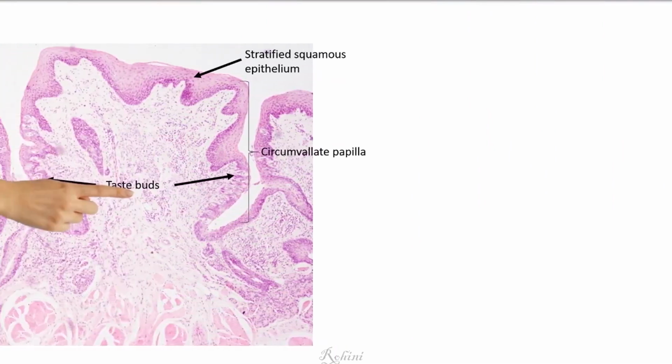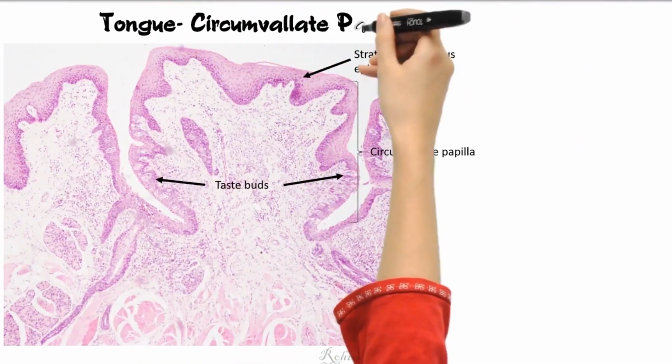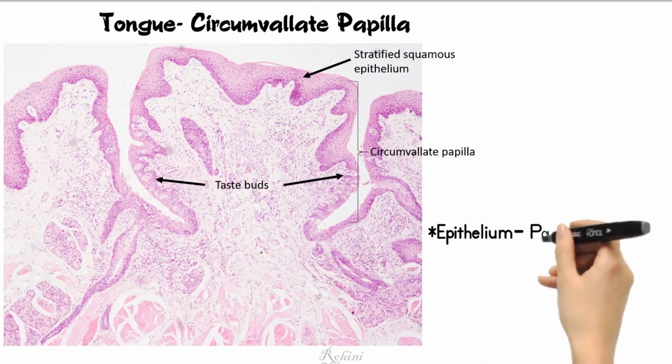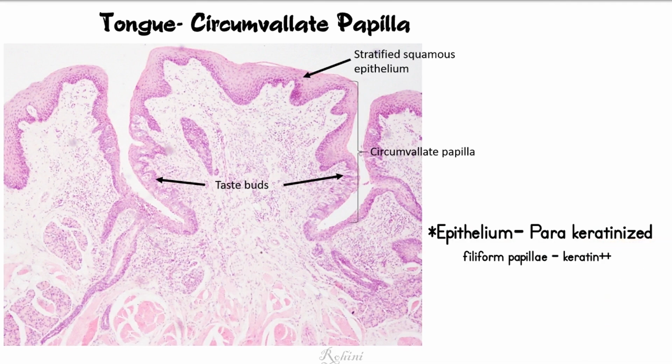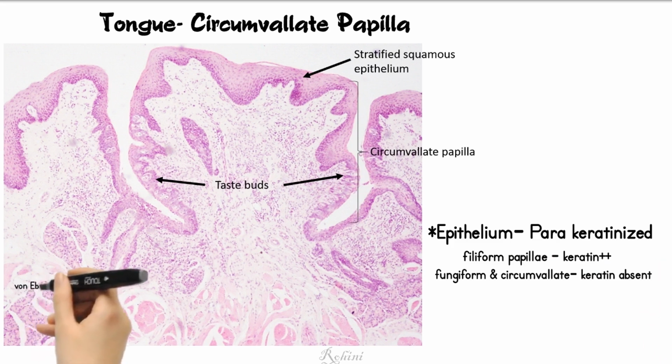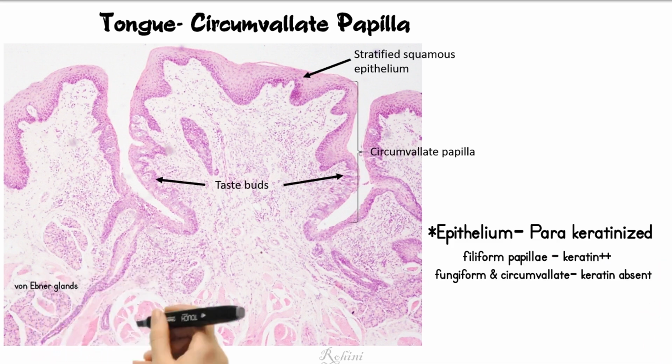In the slide of tongue we see the various papillae: filiform, fungiform and circumvallate. Lining epithelium of tongue is stratified squamous parakeratinized, since filiform papillae have keratin whereas in fungiform and circumvallate keratin is absent.